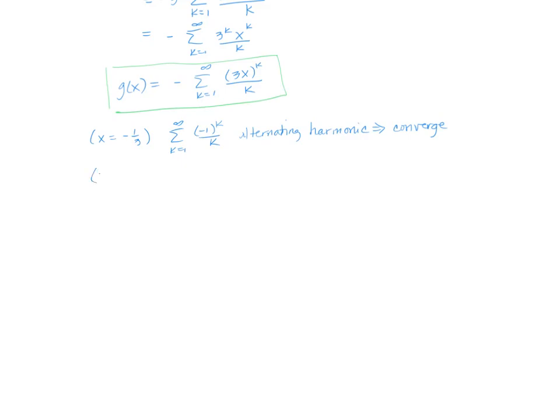Now when x is equal to 1/3, this series is the harmonic series. It's 1 over k, because it's 1 to the k power, which is just 1. So this is harmonic. Harmonic diverges. Which means my interval of convergence can include the negative 1/3, but it cannot include the positive 1/3. And that's it for this section.